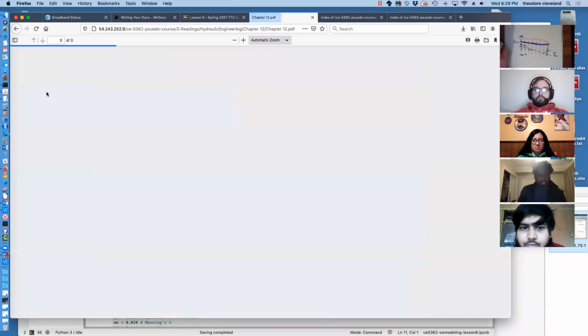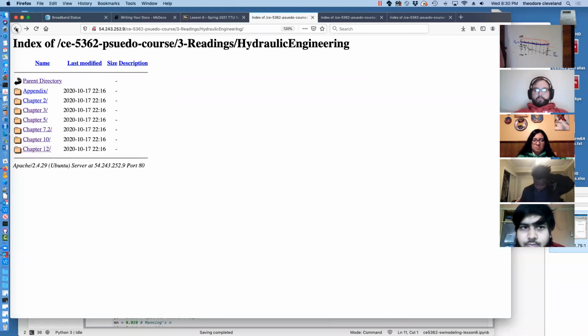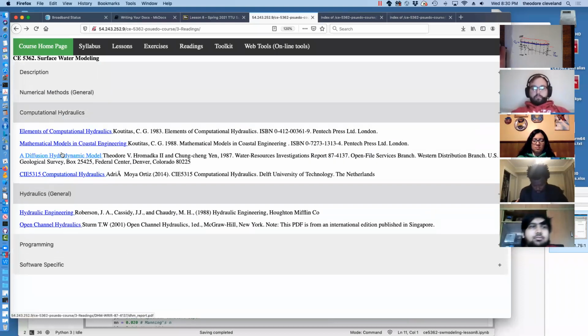What was chapter 12? Undisplayable. But that was the main document that I was using. Nope, nope, nope. This one, computational hydraulics, has a pretty similar program to what we're doing here. But the important feature in Robertson and all is the adaptive time stepping. So we're going to see that, and I'll tell you what it is when we get to it.